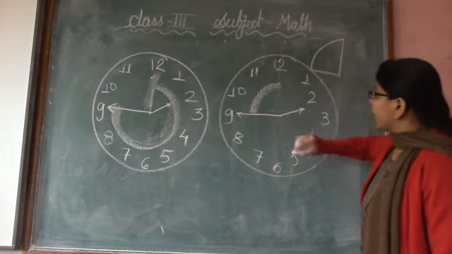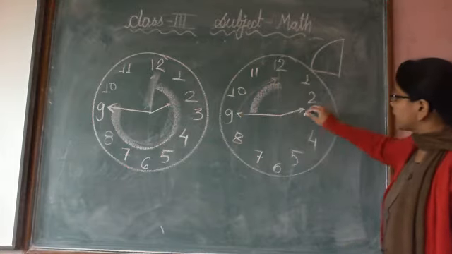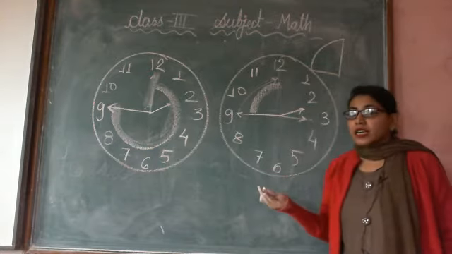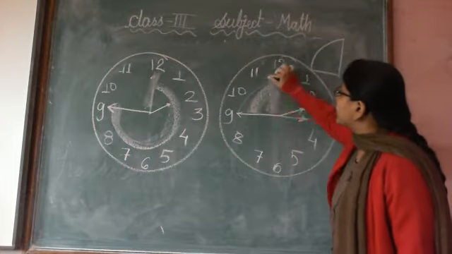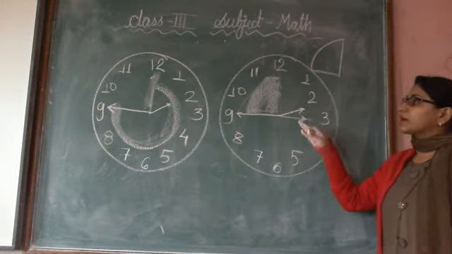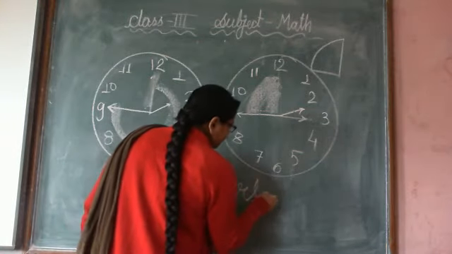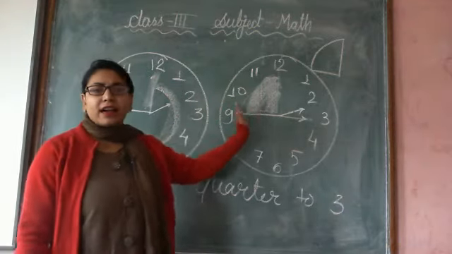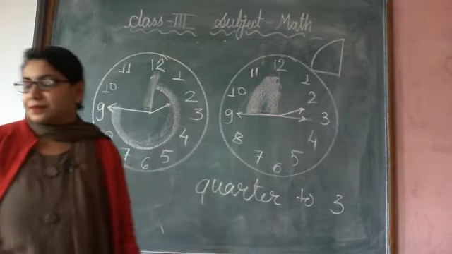So, if this will move toward this one, then the time will be 3 o'clock. So, after what time will it be 3 o'clock? If the minute hand passes this quarter part also, then the time will be 3 o'clock. Simply we will write quarter to 3. If the minute hand will pass this quarter part, then the time will be 3 o'clock. So simply we can say quarter to 3. How simple it is?